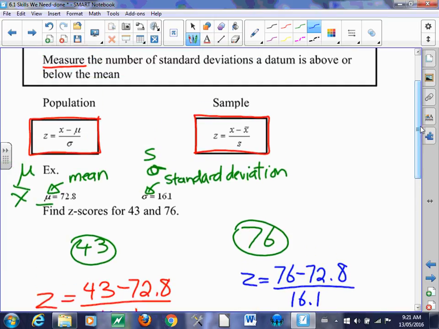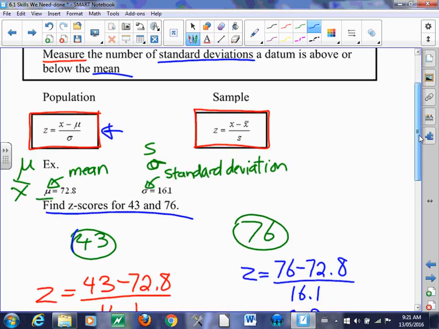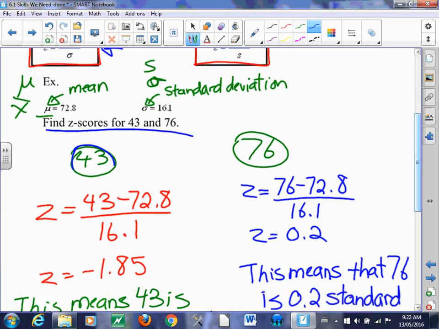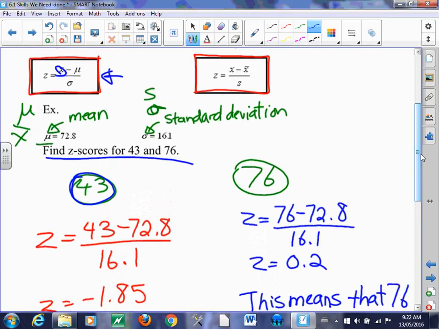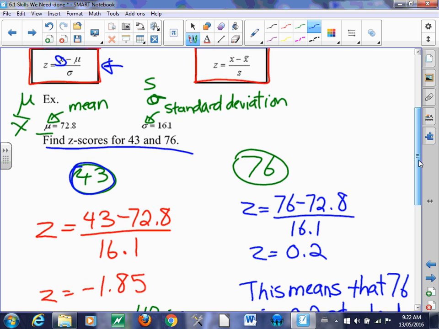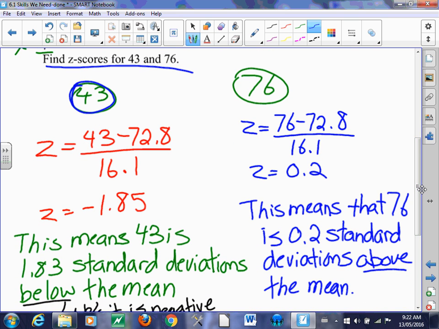For each formula, remember it's how far the data point is from the mean in standard deviations, and the standard deviation is given in each question. It says to find the Z-scores for 43 and 76. Let's do 43 first. You take the data point, which is the X, subtract the mean and divide by the standard deviation, and that gives you negative 1.83.